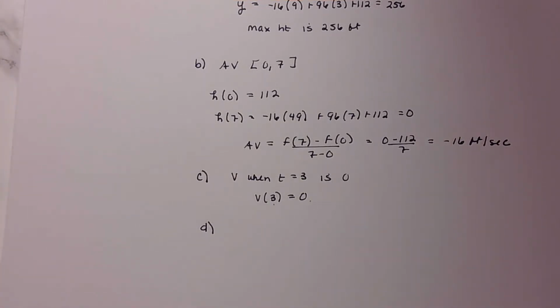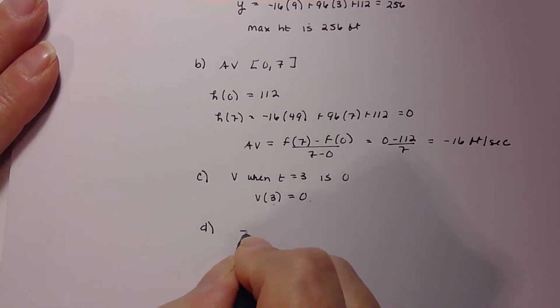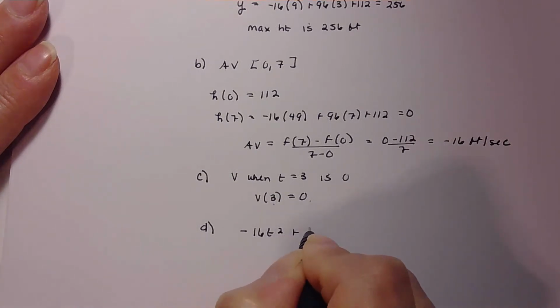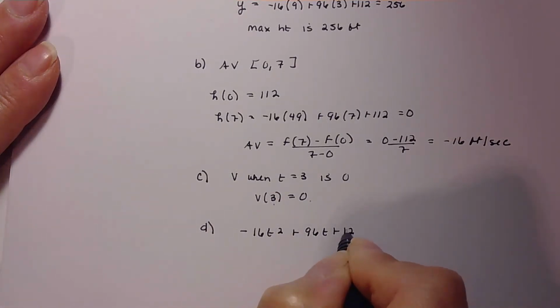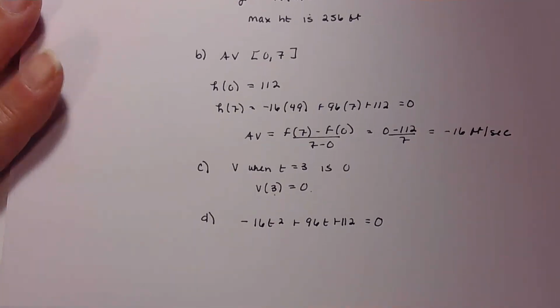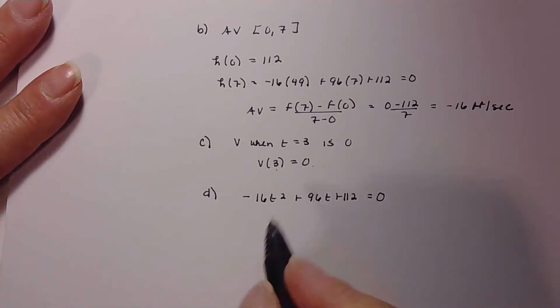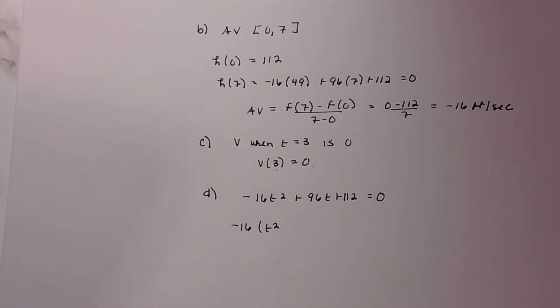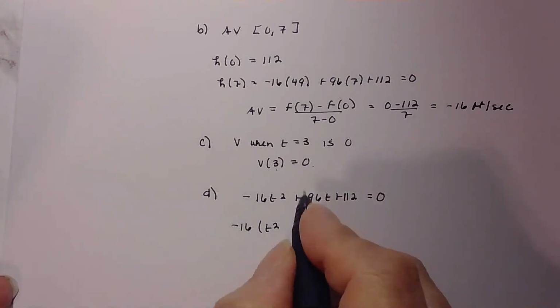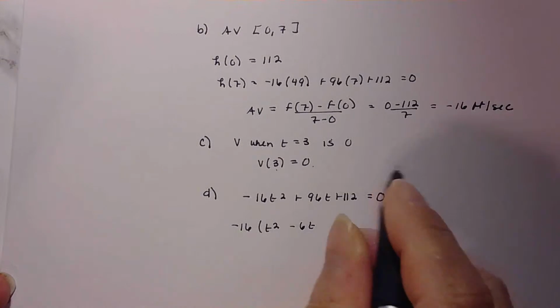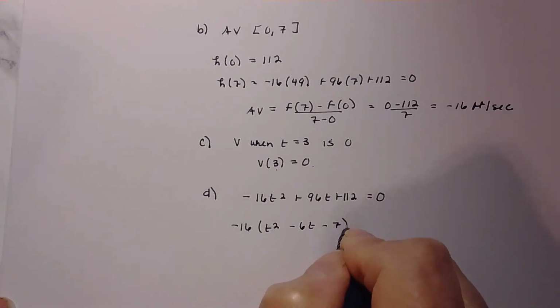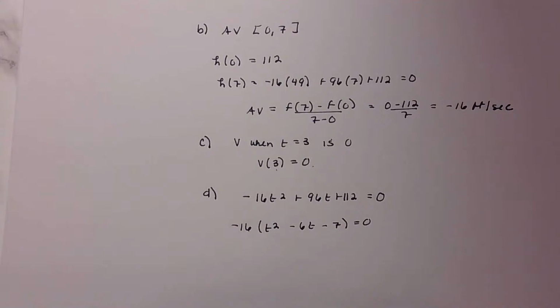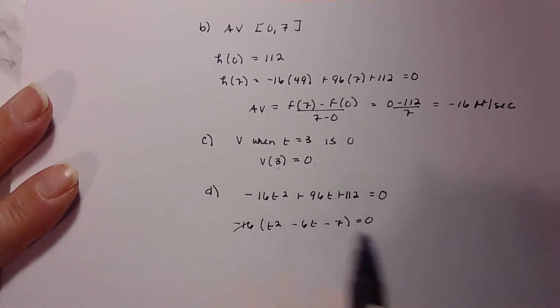Well, we haven't discovered the instant that the ball hit the ground yet, and we have to figure that out. So using our function, we have negative 16t squared plus 96t plus 112 equals 0. I'm going to factor a negative 16 out, and we're going to have t squared minus 6t, watch that sign, minus 7 equals 0. If I divide both sides by negative 16, it's going away, so you can disregard that.